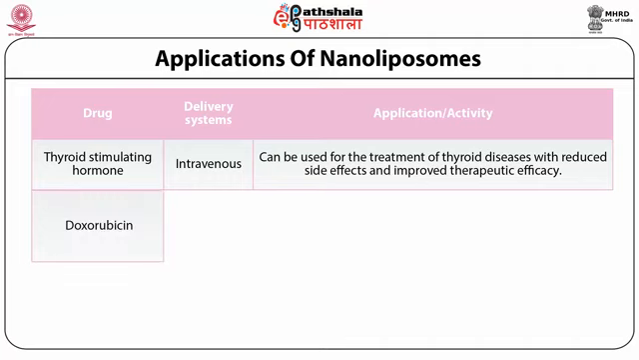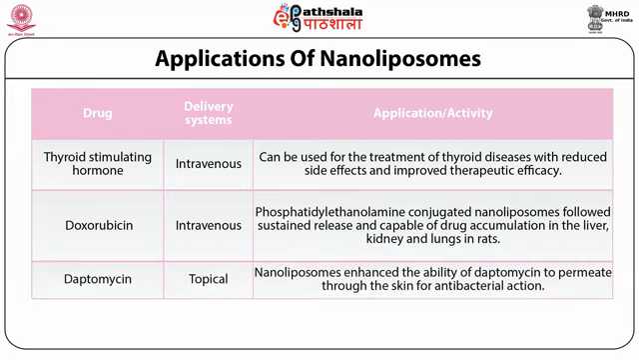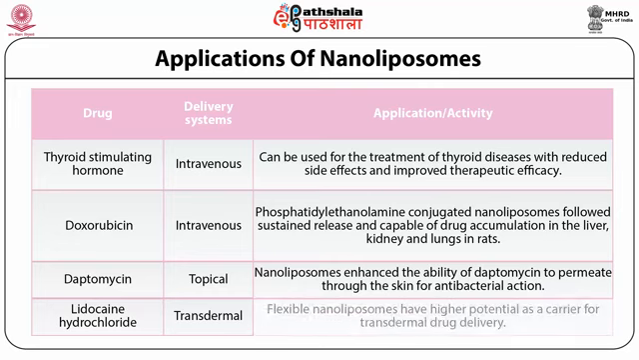Similarly, doxorubicin, which can be given by IV route, is designed by using phosphatidylethanolamine conjugated nanoliposomes, followed by sustained release and capable of drug accumulation in the liver, kidney and lungs in rats. Similarly, for daptomycin, nanoliposomes enhance the ability of daptomycin to permeate through the skin for antibacterial action. Then lidocaine hydrochloride, which is used for transdermal application, the scientists have designed flexible nanoliposomes of lidocaine hydrochloride, and they have higher potential as a carrier for transdermal drug delivery.